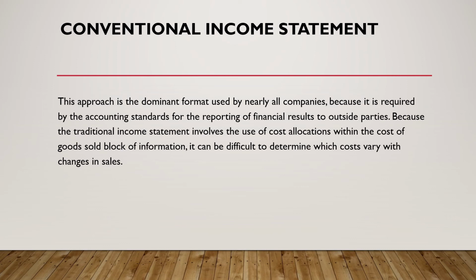Conventional income statement. This approach is the dominant format used by nearly all companies because it is required by the accounting standards for the reporting of financial results to outside parties. Because the traditional income statement involves the use of cost allocations within the cost of goods sold block of information, it can be difficult to determine which costs vary with changes in sales. A conventional income statement uses absorption or full costing, where both variable and fixed manufacturing costs are included when calculating the cost of goods sold.